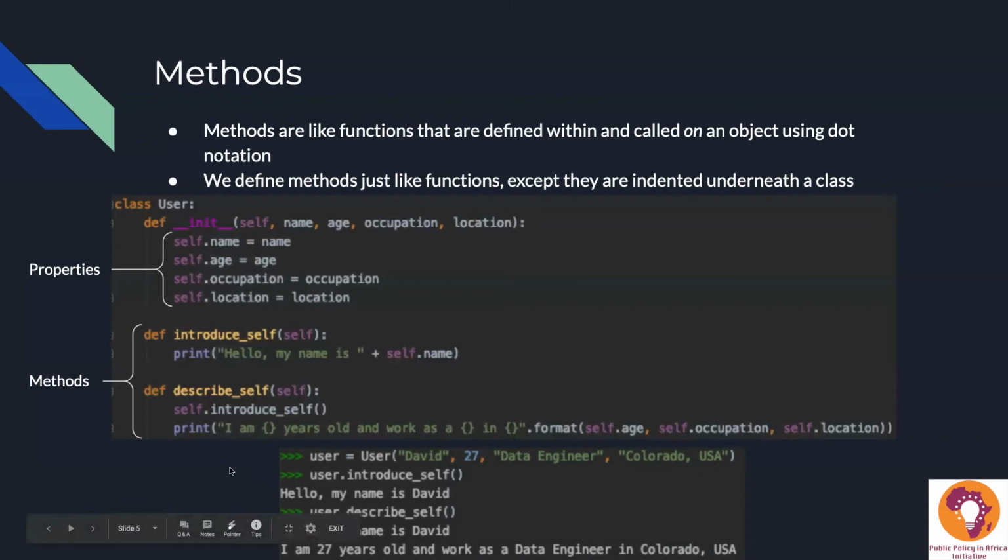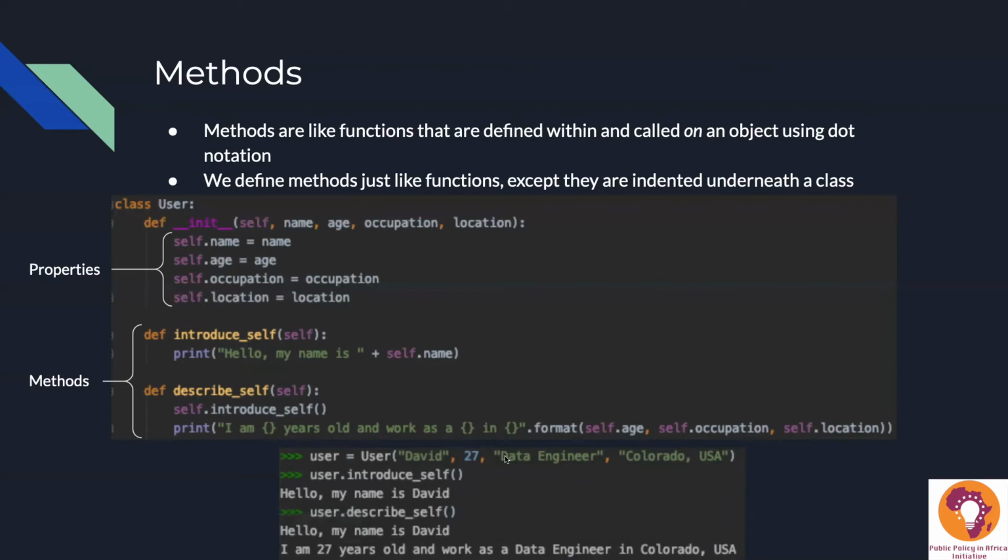So here, what I've done is I'm creating a user variable, and that user variable is going to store an instance of a user object, or an instance of the user class, which will be a user object. So here I call user, because that's the name of my class, and then I pass in parentheses the various things that go into the init function here. So first is the name, so the name is David. The age is 27. The occupation, so data engineer, and then the location, and that's Colorado, USA. So I'm basically creating a user object that represents myself. My name's David, I'm 27, I'm a data engineer, and I live in Colorado, USA.